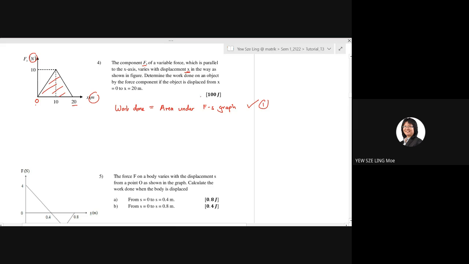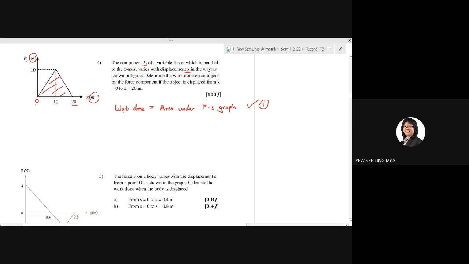And how to calculate this work done based on the graph given? So always write down the first statement. Okay, work done is equals to area under Fs graph. This statement is very important. It gives you 1 mark. Why? Because it represents you understand the concept of a Fs graph. It means you understand how to calculate the work done based on the graph given.